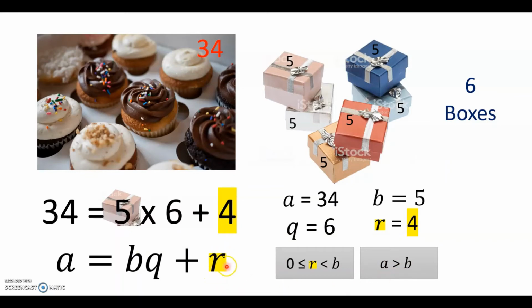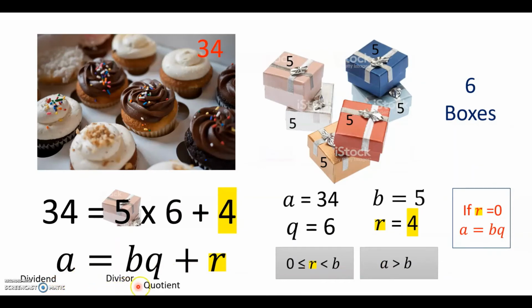And if our R is equal to 0, what happens? It becomes A is equal to BQ and R will vanish. So we can say that if R is 0, A is equal to BQ. Okay, and this A is our dividend here, B is the divisor here, Q is the quotient here, R is the remainder here.